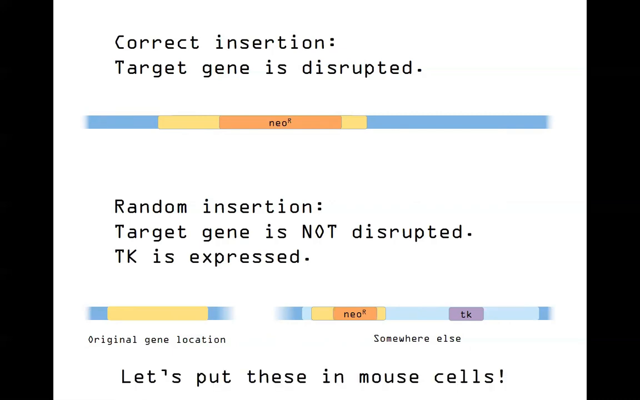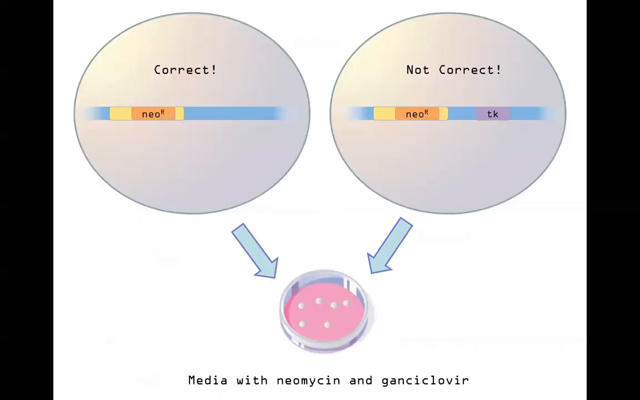Okay, so to see what happens with this thymidine kinase, let's put these into mouse cells. Okay, so we're going to go ahead, put them into our cells and see what happens. Okay, so here's our two cells, one with the correct scenario, one with the not correct scenario, remembering that the original gene is still intact somewhere else that it's not pictured. We're going to plate them on media that contains neomycin, which is going to be our actual selection, and ganciclovir. Okay, so ganciclovir is going to help us out with these incorrect cells.